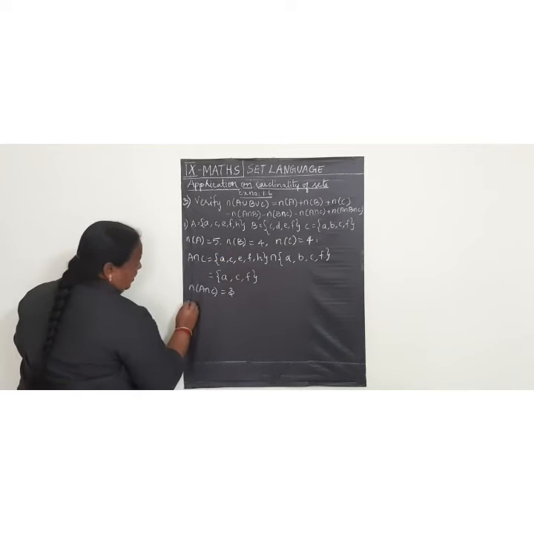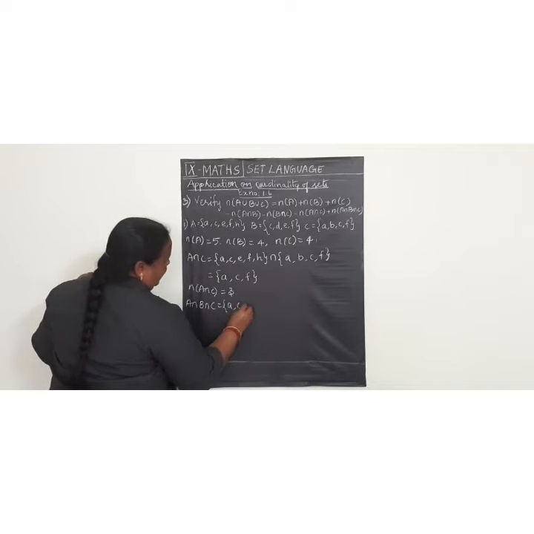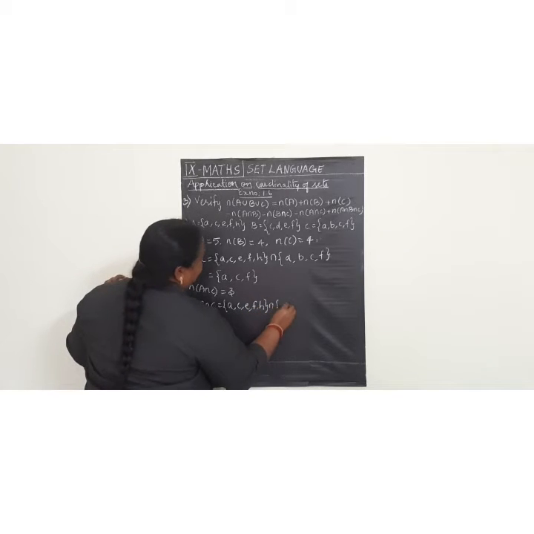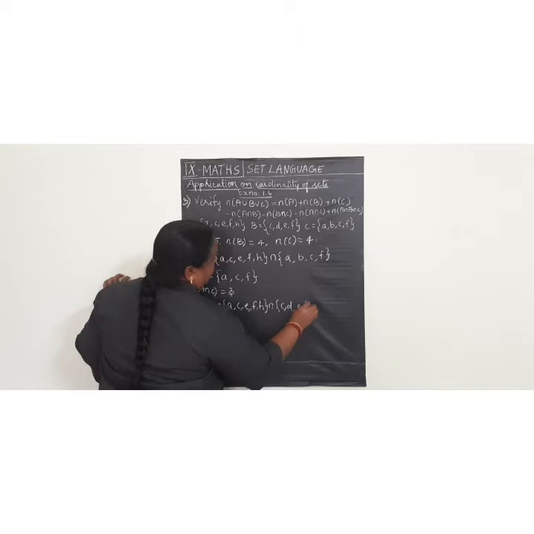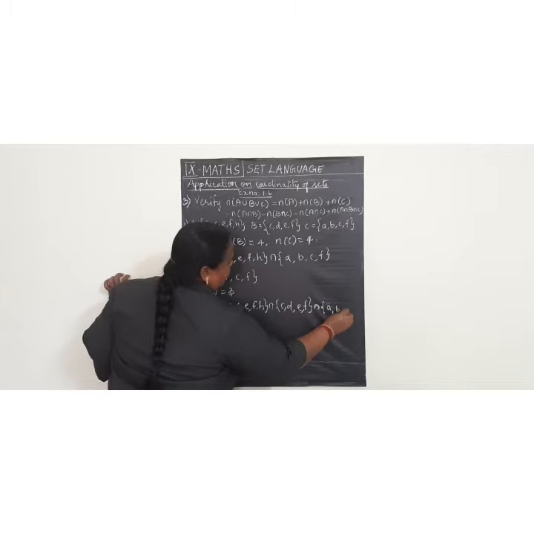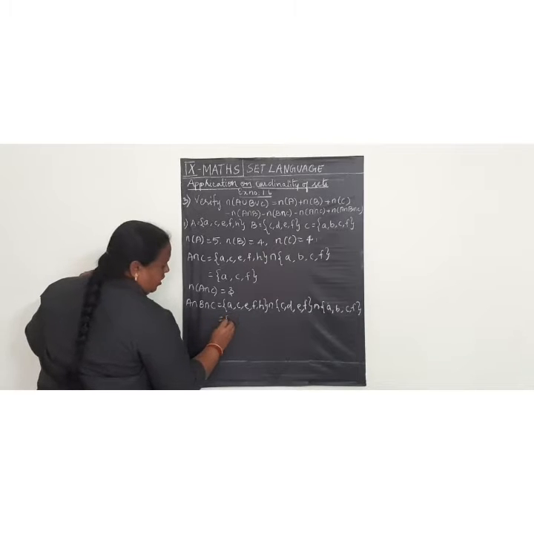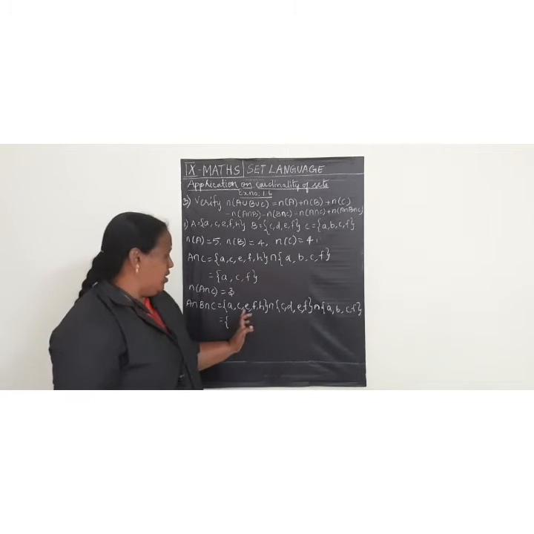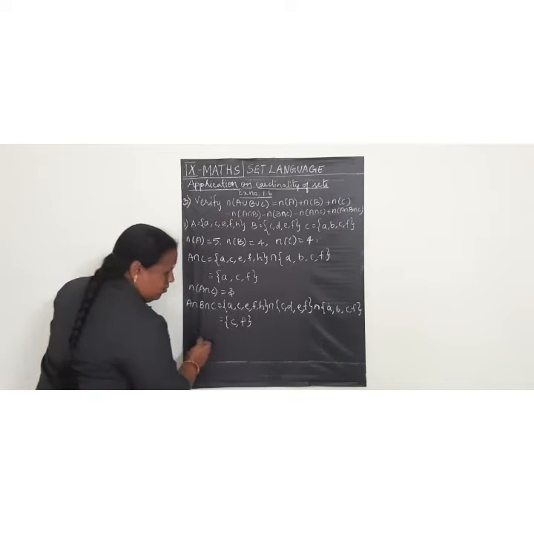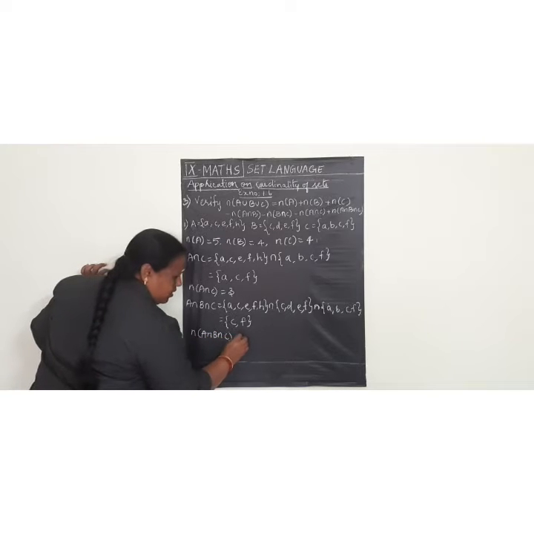Next we have to find A intersection B intersection C is equal to {A, C, E, F, H} intersection {C, D, E, F} intersection {A, B, C, F}. Now intersection means we have to write the common elements in the three sets. The common elements in the three sets are C, F. So n of A intersection B intersection C is equal to 2.